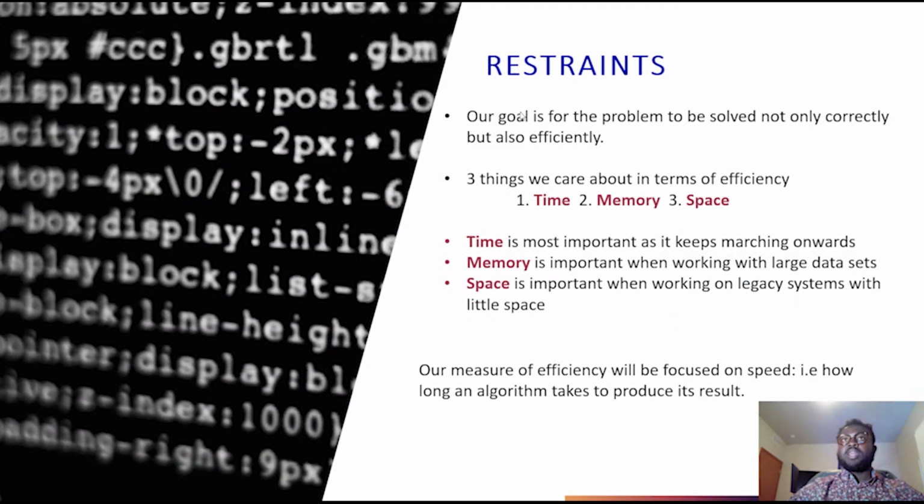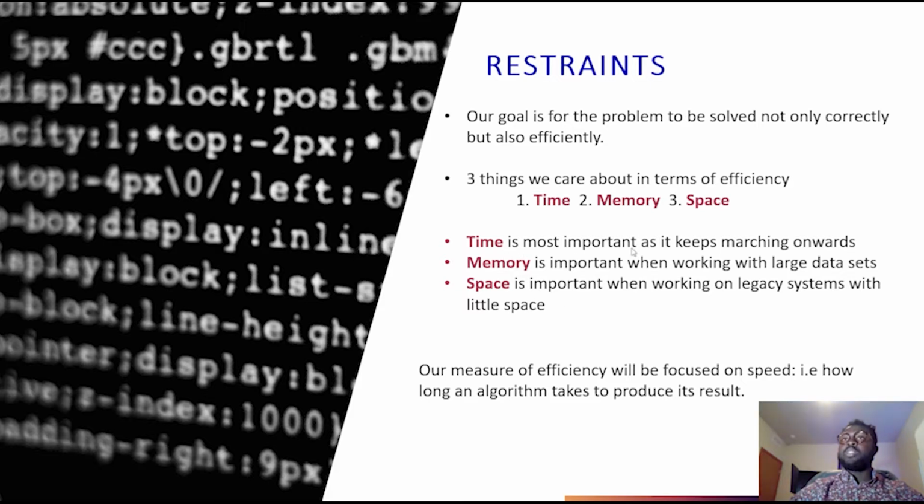Constraints. This will be the last thing to consider. Our goal is to solve the problem not only correctly but also efficiently. Three things we are going to consider are time, memory, and space. That is going to be the talk around every algorithm we pick up. We are going to analyze the algorithm, the time complexity. We are going to talk about the space complexity and also the memory.